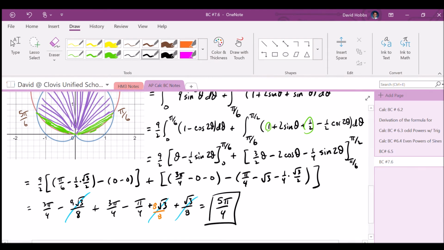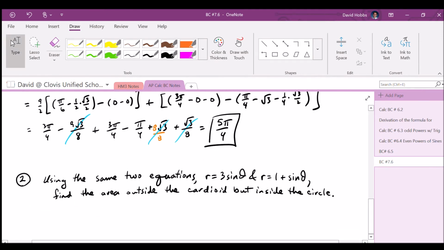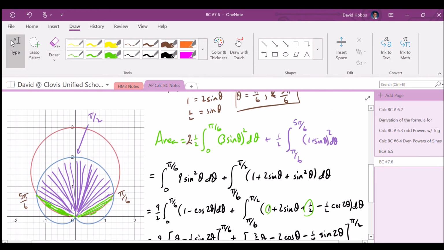Okay, we're going to try one more, then we'll be done with the notes. Using the same two equations, r equals 3 sine theta and r equals 1 plus sine theta, find the area outside the cardioid but inside the circle. So outside the cardioid, let me erase that part first. Outside the cardioid, so not any of the shade that we just did, but inside the circle.